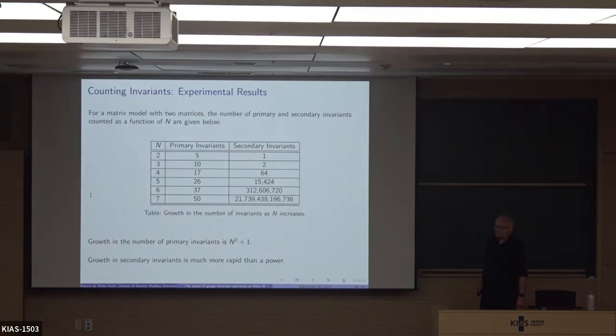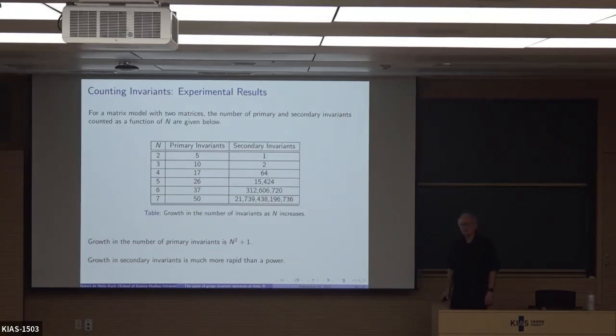Okay, now what about the number of secondary invariants? How does that grow? In fact, mathematicians don't have a formula for that, and that's a much more complicated question. I'm going to study a two-matrix model. So this is all for two matrices.